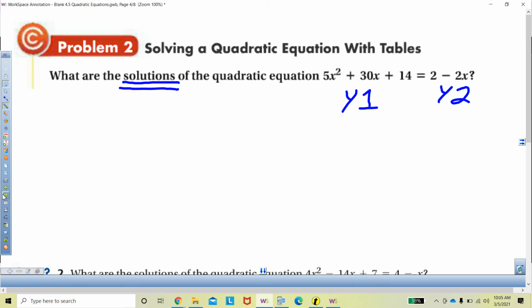Okay, so this one says solving a quadratic with tables. This, in my opinion, is the stupidest method of the whole day. Okay? So I'm going to show you why. We're going to go into the graphing calculator, put 5x squared plus 30x plus 14 into y1, and we're going to put 2 minus 2x into y2. So make sure you write the equations down as well so you can go back and look at them. And I'm going to get off the screen and start entering it.